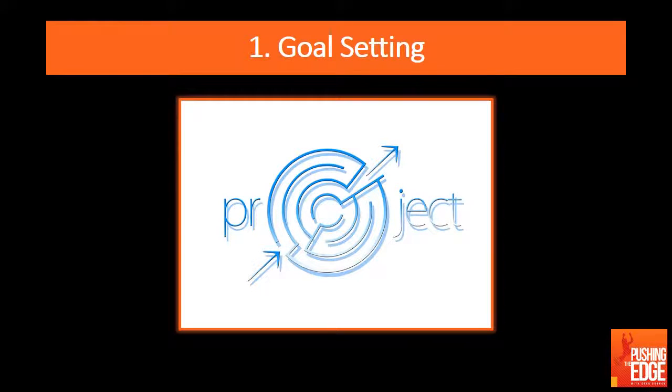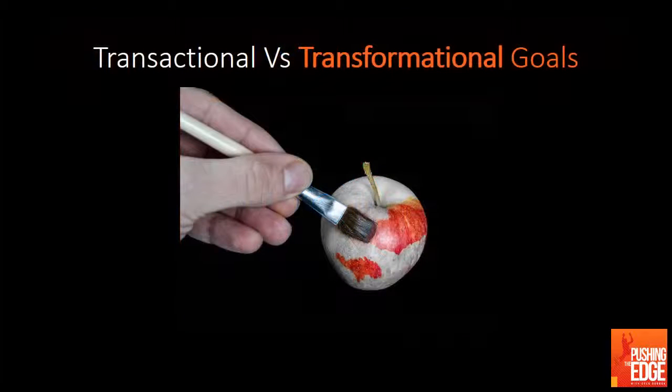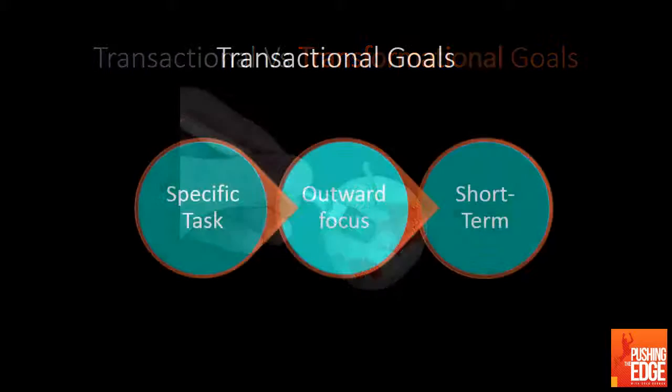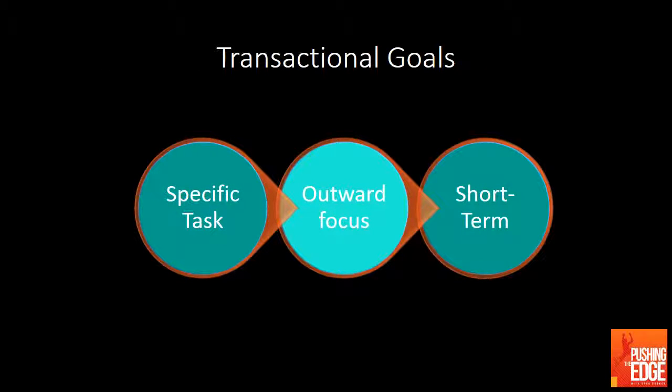So what would you like to achieve through podcasting? Let's get started with your goals. Goals for you as the teacher, as well as goals for your students. Here I'd like to distinguish between 2 types of goals, transactional goals and transformational goals. Transactional goals, also known as performance goals, are about completing a specific task in the short term. In working towards a transactional goal, you're focused outward.